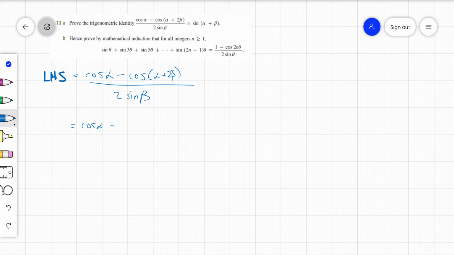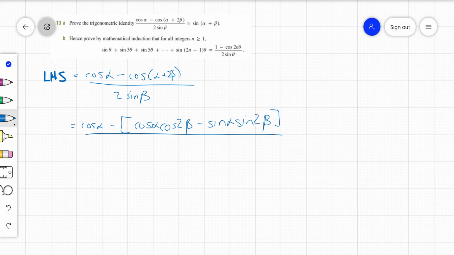If we expand cos alpha plus 2 beta, this is a compound angle, so you can tell that we are going to get cos A cos B. In this case, cos alpha cos 2 beta. And remember it's a minus, so sine alpha sine 2 beta. All right, and that's all on 2 sine beta.